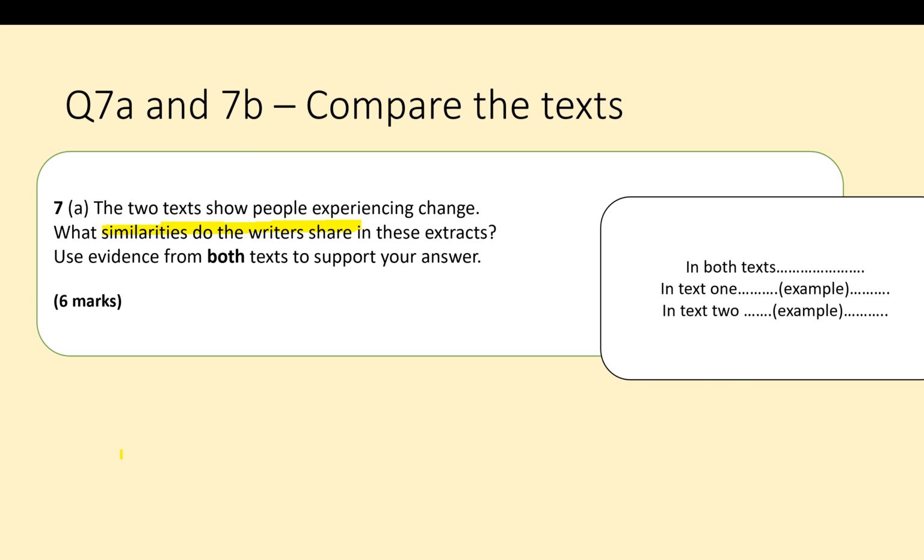Okay, so now we're going to look at how to answer this question. As I said, the key word here, because it's always similarities, is the word both. To the right here, I've got an example of the way that you can answer this in a really quick, concise way, because remember, it's only 6 marks. You don't want to waste loads of time on this question, and you're just looking for factual information. So what you need to do is write in both texts and then show a similarity, and then a quote from text 1 and a quote from text 2.